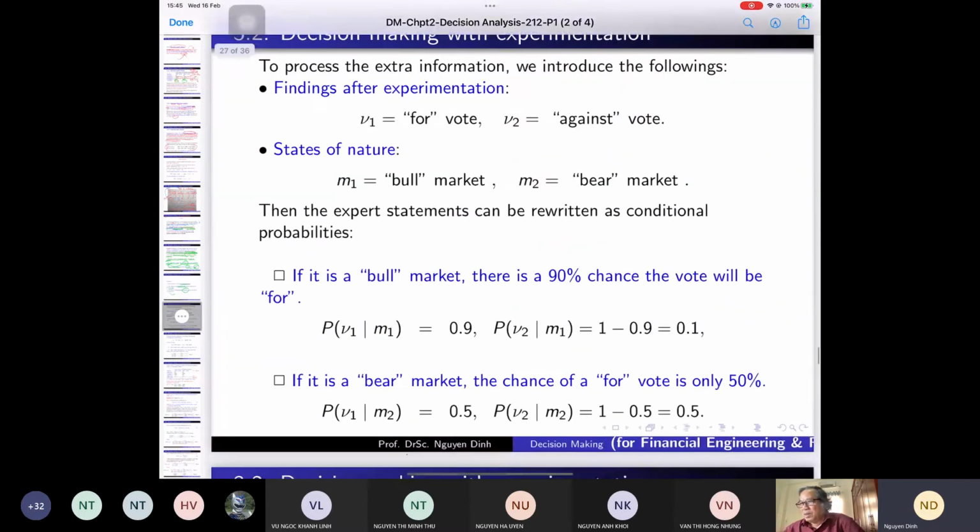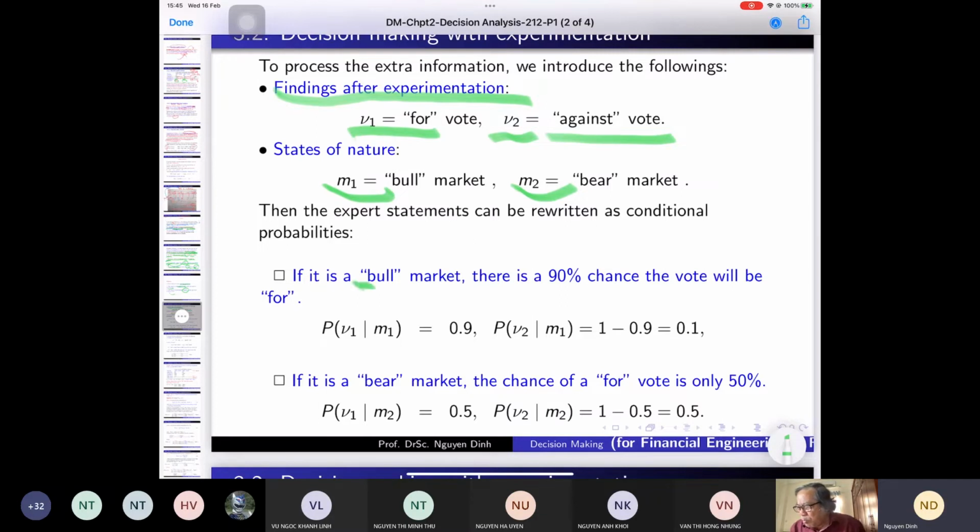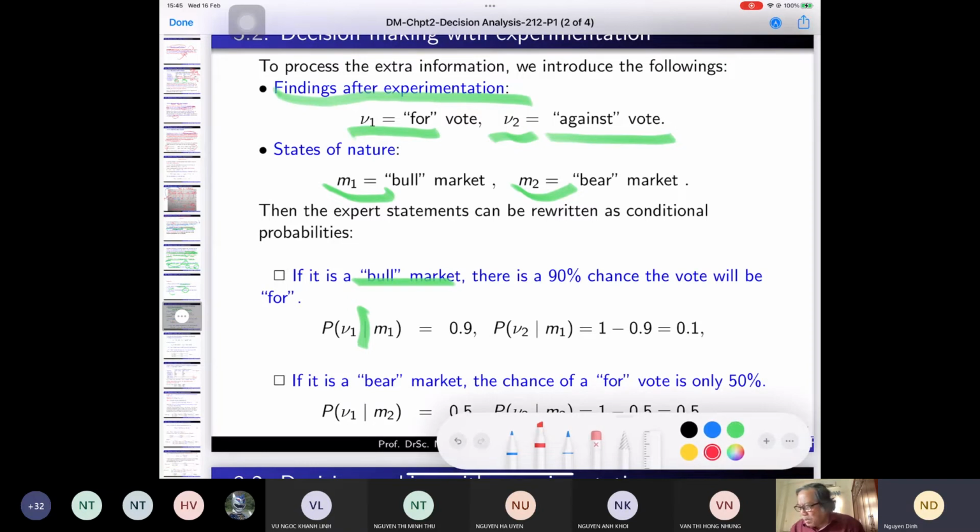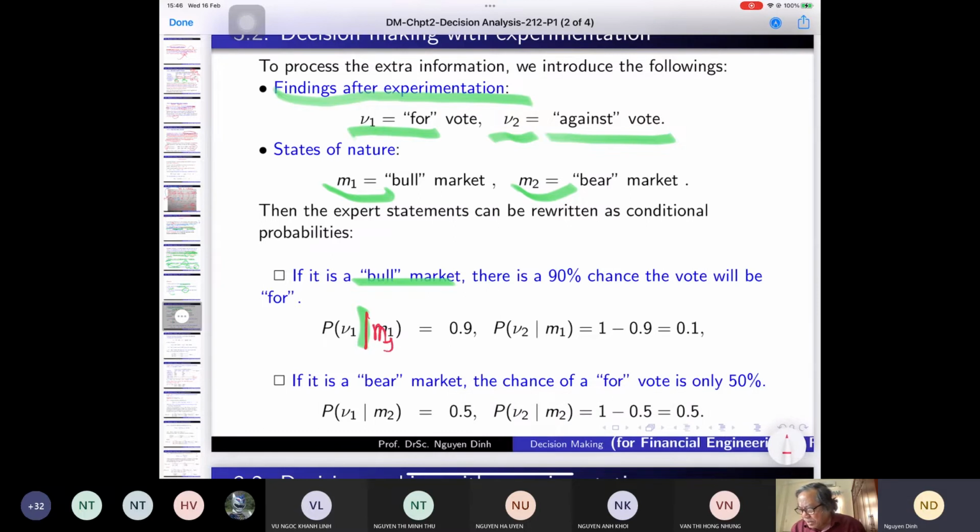So if we write it out a bit more clearly, then you will see the findings after experimentation. If we call new 1 the event 4, and new 2 against, the state of nature is M1 is bull, M2 is bear. So if it is the bull market, it means that the condition here is the bull market.